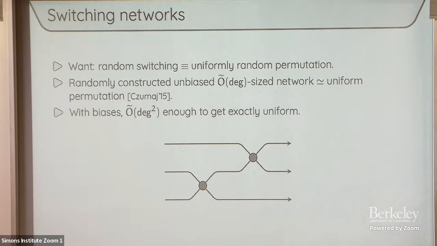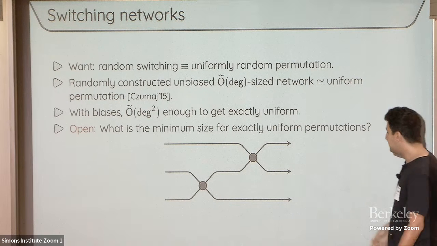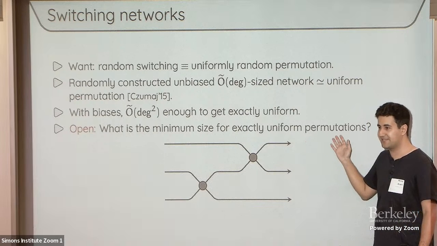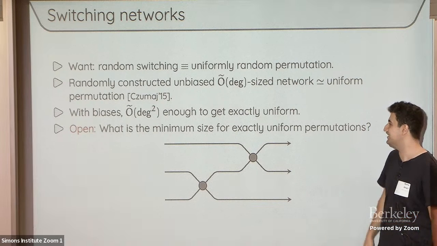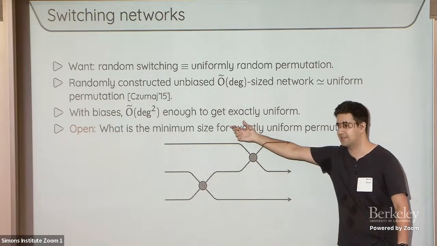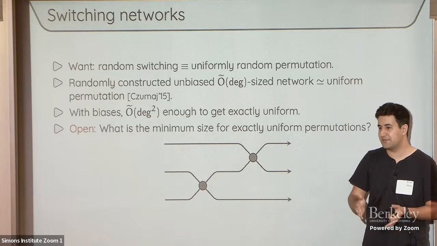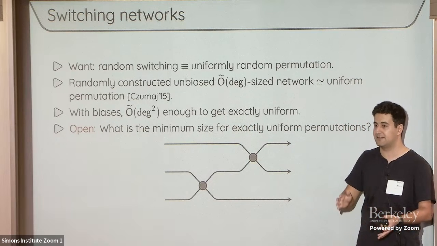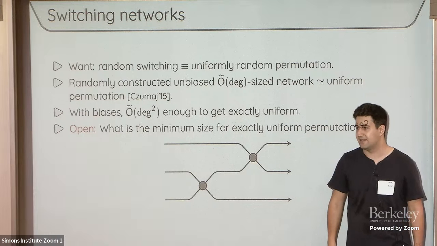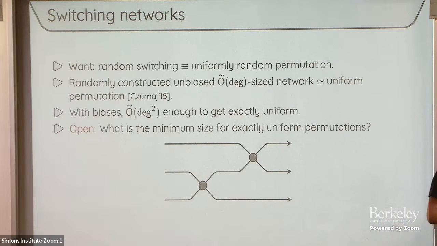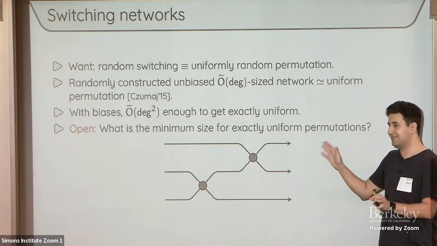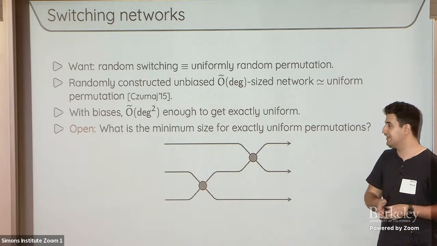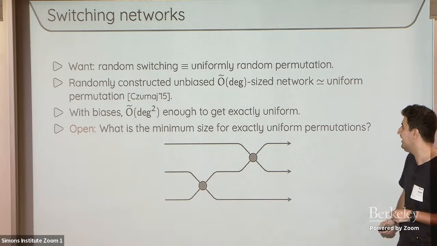Let me also mention this as a fun side open problem. If you want to get exactly uniform permutations, as far as I've researched, it's open what is the minimum size you can get here. So just by entropy bounds, you can't go below degree log degree, but degree squared is the best we know. Cool. So once you replace everything by switching networks, you get a distribution on the hypercube, and you are in the good graces of our framework.